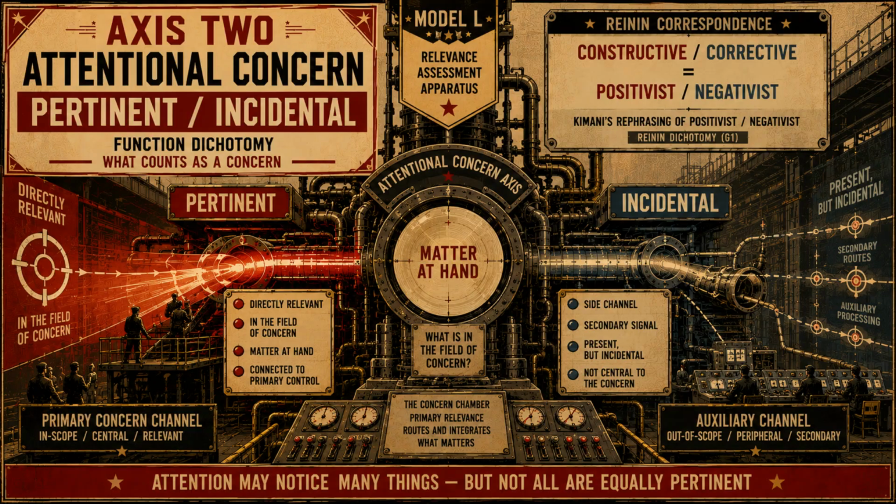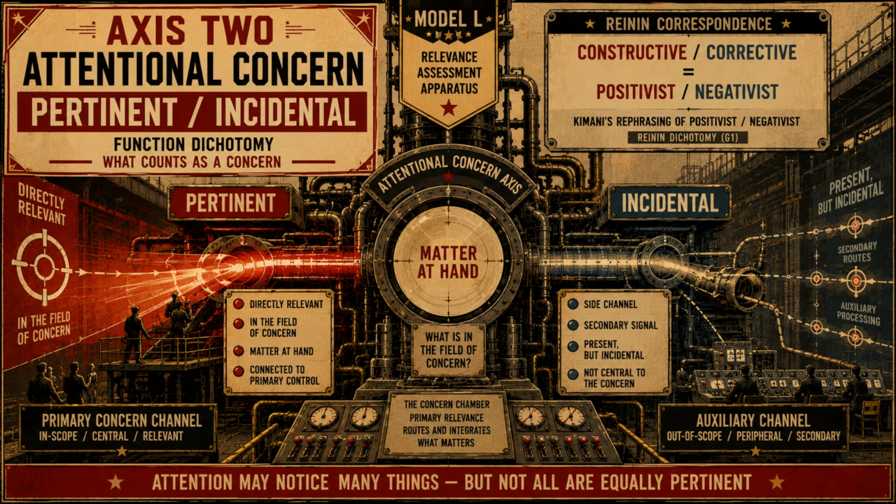The second function-level axis behind interest is attentional concern. If focal concentration asks how prominently attention gathers, attentional concern asks a different question. Does this function belong to the type's field of concern? At the function level, the distinction is pertinent versus incidental. A pertinent function is not merely noticed. It is treated as relevant to what the type is tracking. It belongs to the matter at hand.